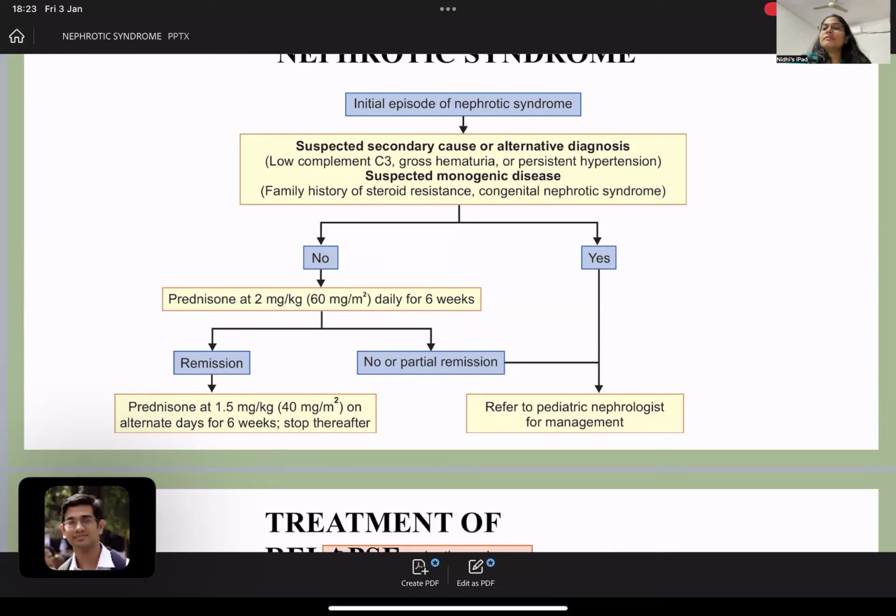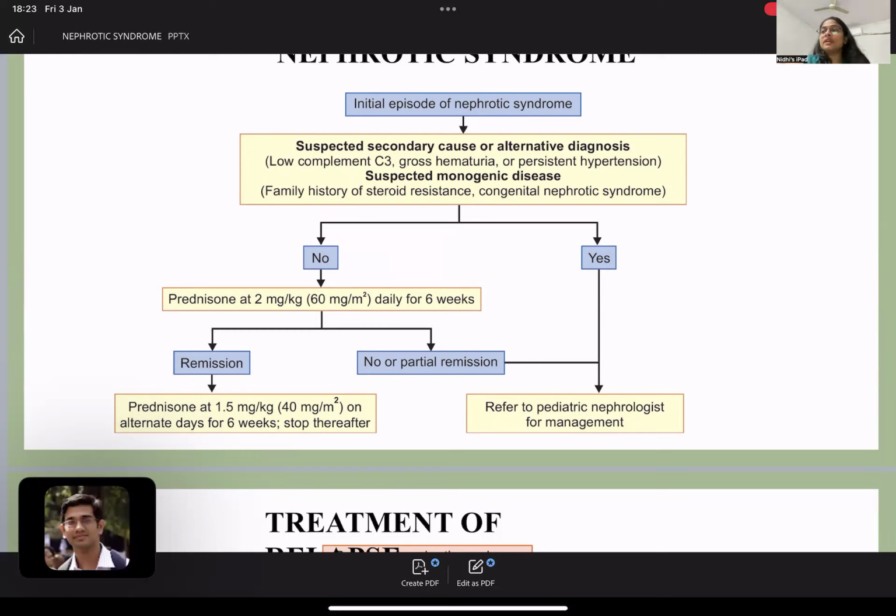And then if after 6 weeks the patient is in remission, usually they achieve remission before 6 weeks only, if it is just a non-complicated initial episode. After 6 weeks, we give steroid for another 6 weeks, which is an alternate day therapy, 1.5 mg per kg or 40 mg per meter square, and then we stop.